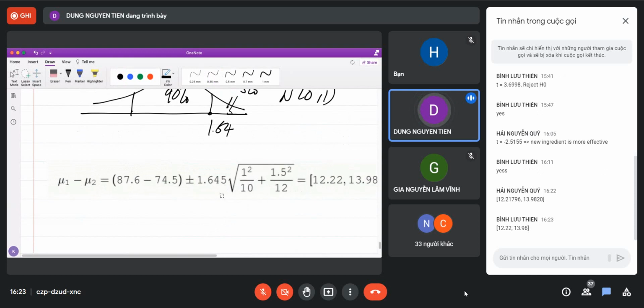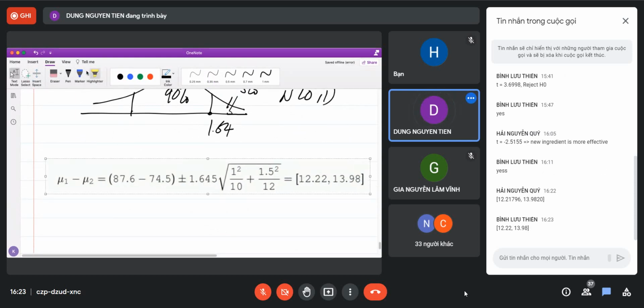In this solution, you see that I use the number 1.645 because that is the more accurate value. I use the software, then you can get that. It is the same. Don't worry about that. It's fine if you use 1.64 or 1.645. Either one is fine. Okay. May I move on to the next case?